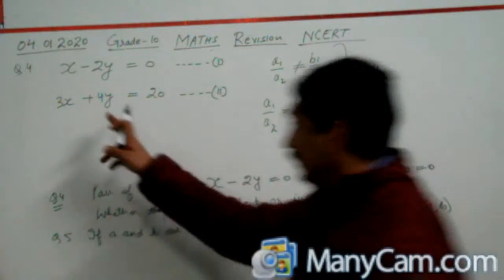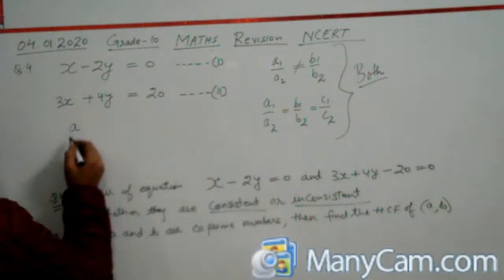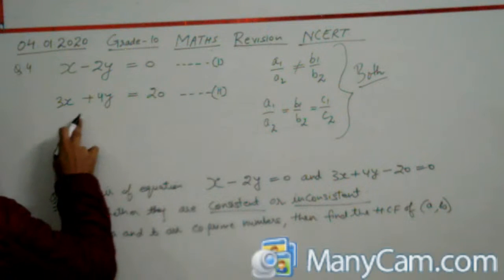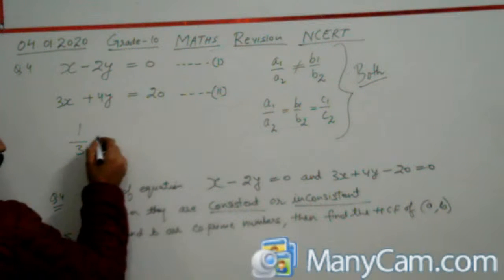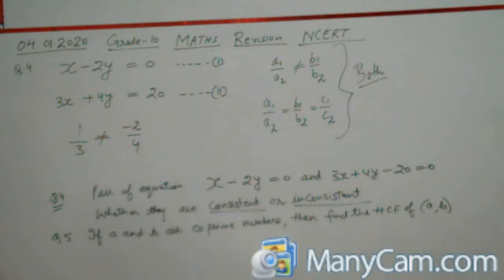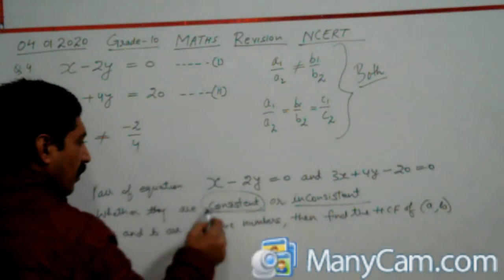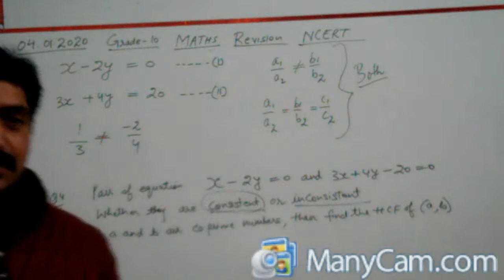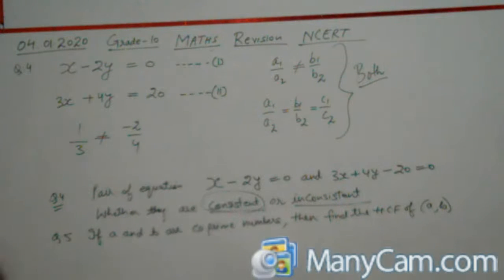So here a1 upon a2 is 1 upon 3, which is not equal to minus of 2 upon 4, right? So the pair of linear equations is consistent, because here we have a1 upon a2 not equal to b1 upon b2. So next question.